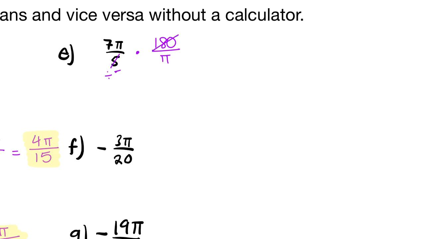I know I could simplify these two by using 5. My pi's are going to cancel out. So right now I have 7 times 36. You don't have to put it over 1. Just go ahead and multiply and you're going to get 252. Do not forget that degree sign. You will lose points for that. So if it's in degrees, it must have that degree sign there.